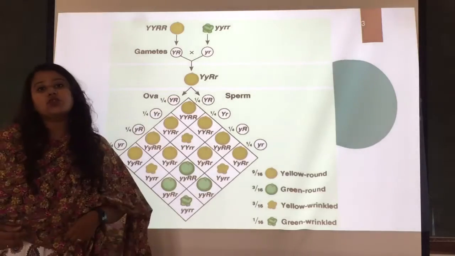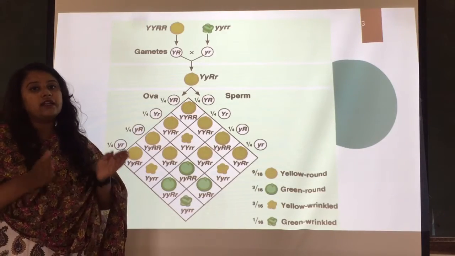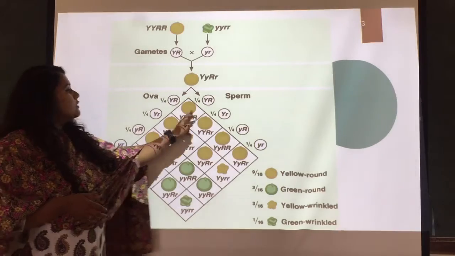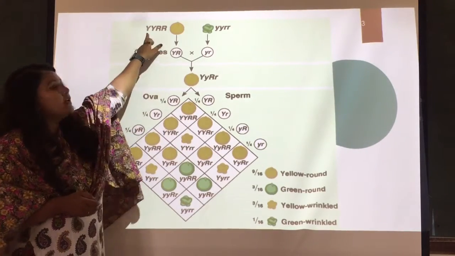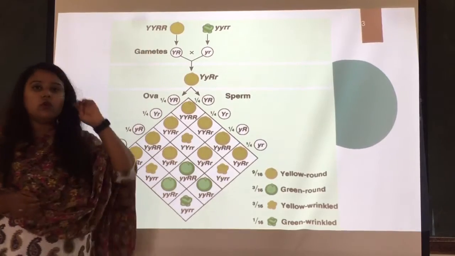R and capital Y are showing dominance over the small r and small y. But here, as no small r or small y is present, for this reason this will be the same as the parent, right? That is the yellow round.